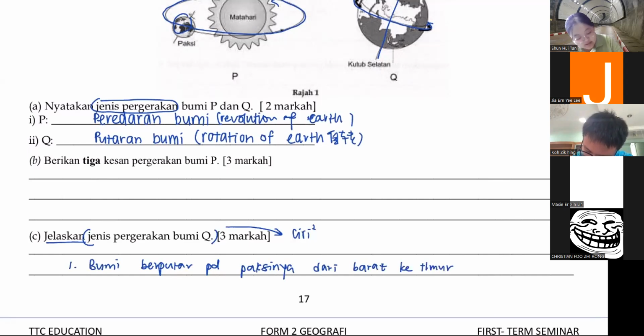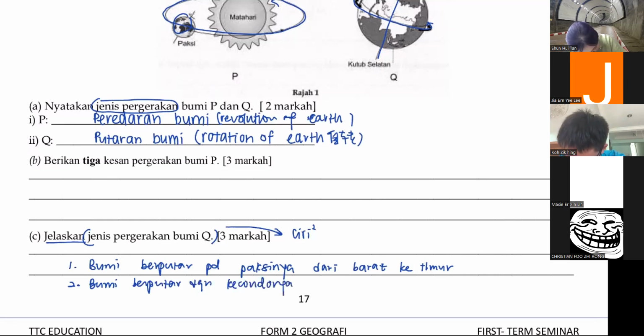And then, yes, they are slanted, right? They are slanted by 23.5 degrees. So you can see it. Bumi berputar dengan kecondongannya, slanted 23 1/2 degrees pada satah tegak.